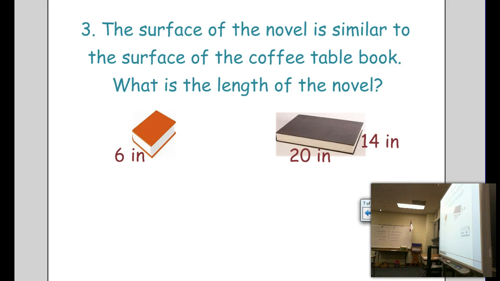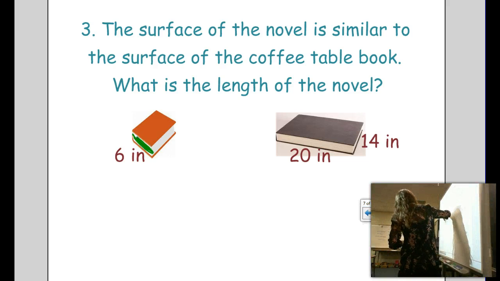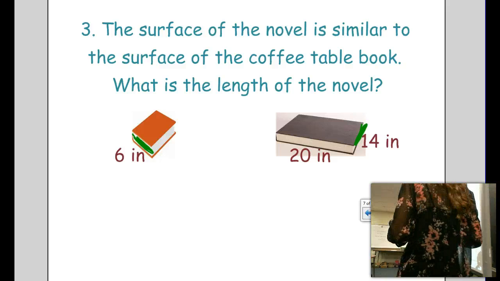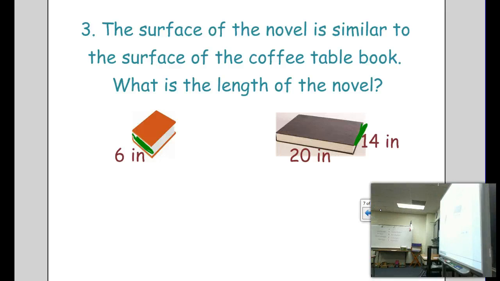6 is to 20. Wait. That's the short, and that's the short. 6 does not go with 20. I rotated these guys. 6 is the width, and 14 is the width. Be careful. Look at the books. Look at them closer. 6 is to 14 as x is to 20. So you need to flip these. If you're going to go 6 is to 14, you need to go x is to 20. You need to go the same way both times. Okay, so flip that.